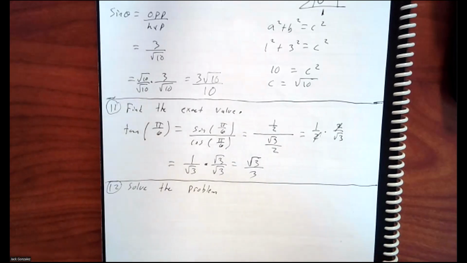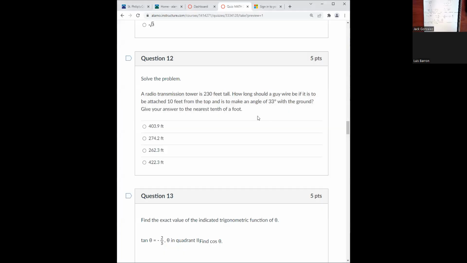Okay. I'm gonna throw this in the chat. I don't really want to force you to write this because it's already in your review. So a radio transmission tower is 230 feet tall. How long should a guy wire be if it is to be attached 10 feet from the top and is to make an angle of 33 degrees with the ground?